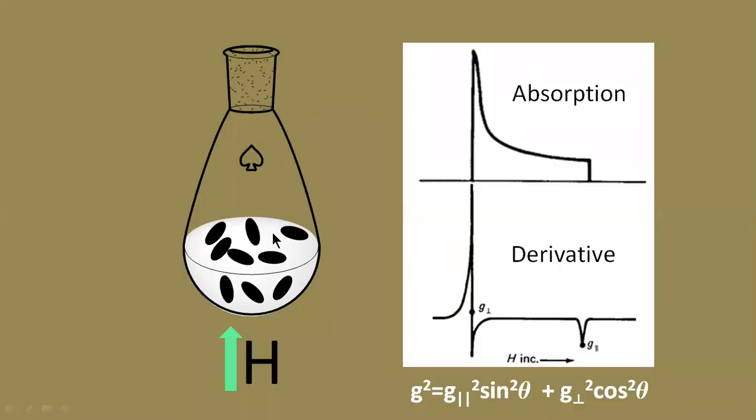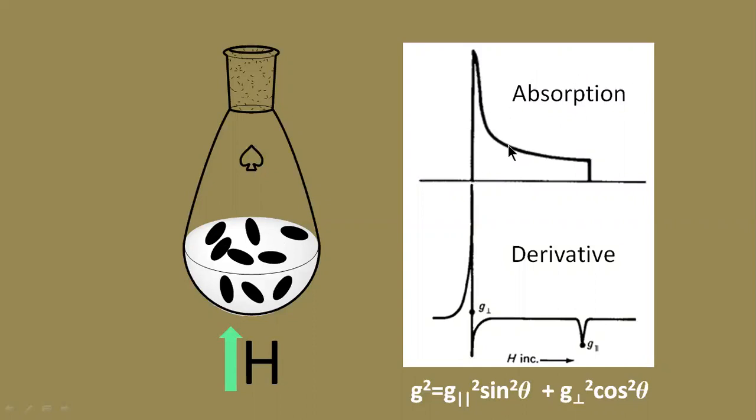Let us look at the actual experiment. Suppose this is my solution. In the solution, the molecules may orient in any direction, and it is very difficult to control. I cannot decide which molecule will orient in which way. They decide by themselves, and all possible orientations exist. Because of this, when you do an EPR experiment and see the absorption spectrum, that spectrum will be very broad.